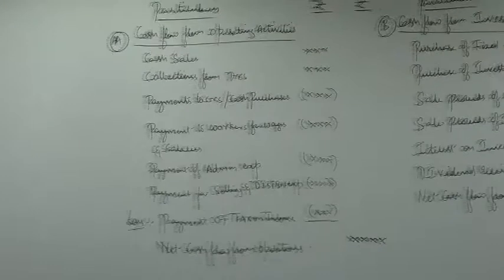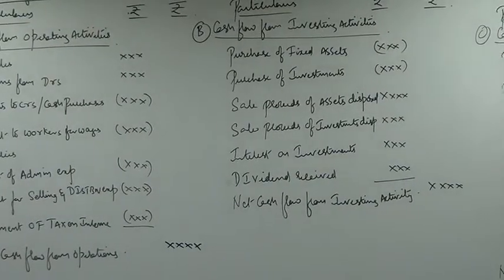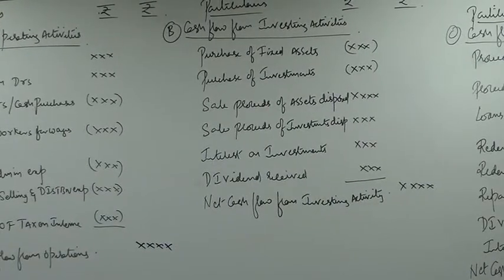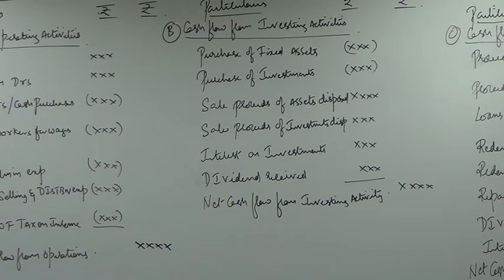Then similarly we find out the cash flows from investment activities: purchase of fixed assets, outflow; purchase of investments, outflow; sale proceeds of assets disposed, inflow; sale proceeds of investments disposed, inflow; interest on investments received, inflow; dividends received. If you have purchased shares of other companies, you are going to receive dividends. Net cash flow from investment activity.